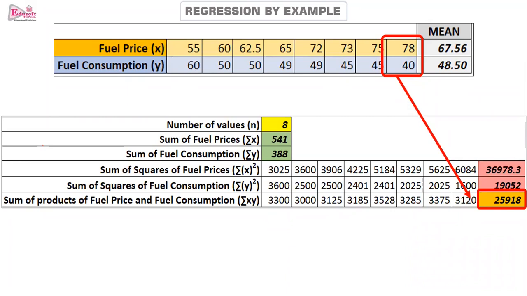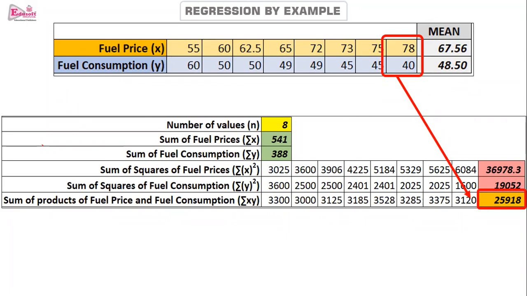We have number of values 8 denoted by a small n. We have total fuel prices 541. That is sum of X. Total fuel consumption, that is summation Y. Summation of squares of fuel prices, that is summation X whole square. Sum of squares of fuel consumption, that is summation Y whole square, and the sum of the product of fuel price and fuel consumptions, that is summation XY. We have these values ready with us.